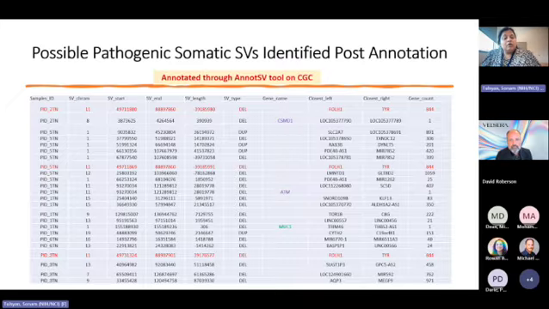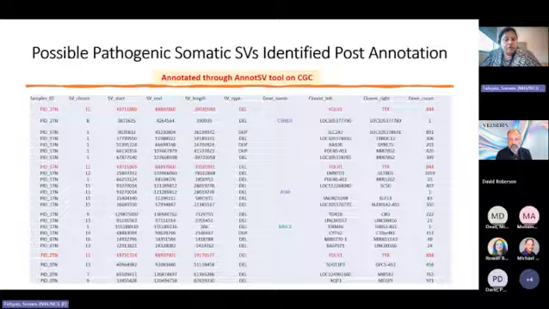Whatever somatic structural variants we found through the workflow, we annotated through the AnnotSV tool on CGC, and this is the table showing possible pathogenic somatic structural variants identified post annotation. In AnnotSV, the annotation is through ACMG ranking of pathogenic, benign, and unclassified. So I selected those structural variants which were found to be pathogenic or likely pathogenic, and shortlisted them.